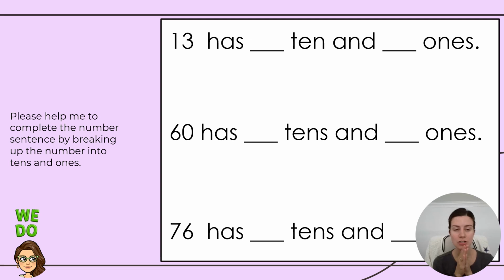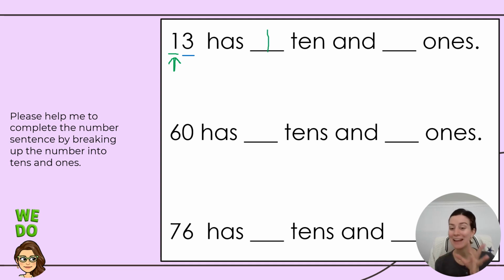All right, friends, so you should have 13 has blank tens and blank ones on your boards. Let's go ahead and underline our tens place and our ones place. My tens place is to the left. What digit is in my tens place? The number 1, right? 13 has 1 ten.